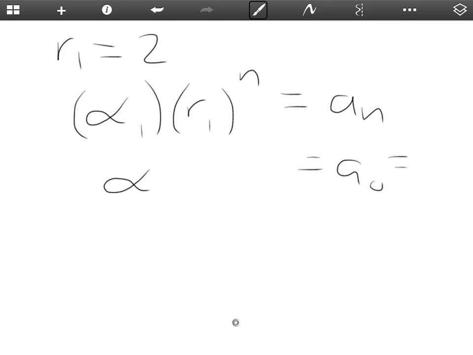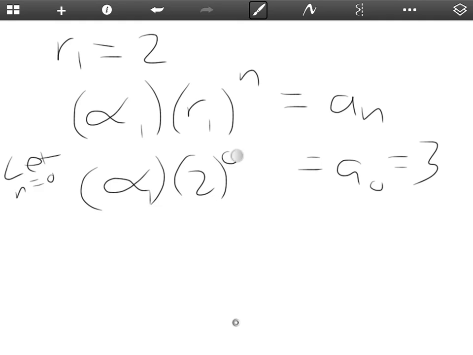So that's convenient, right? So we can let n equal to 0, right? And when we let n equal to 0, a0 becomes, what does it become? 3. So we have some number sigma 1 times 2 to the 0 equal to 3, and so you have sigma 1 times 1 is equal to 3, and so sigma 1 is equal to 3.